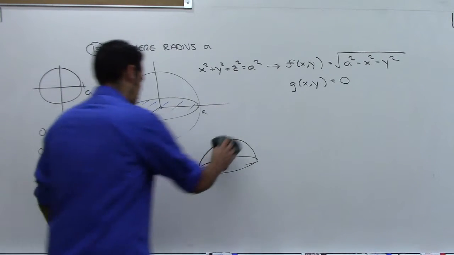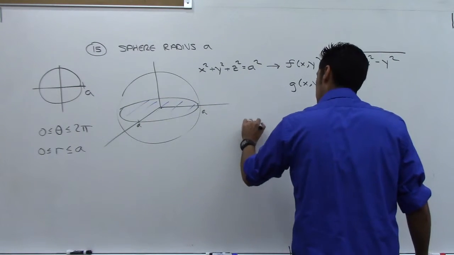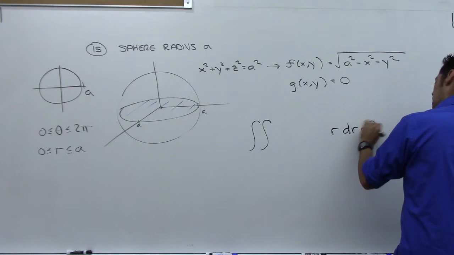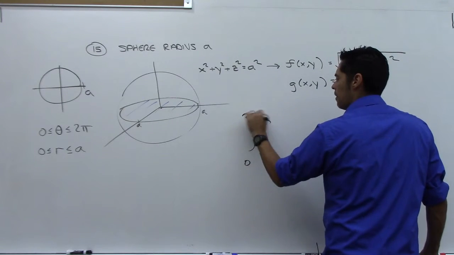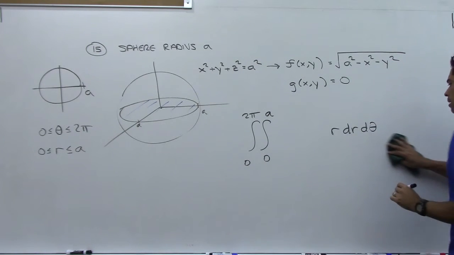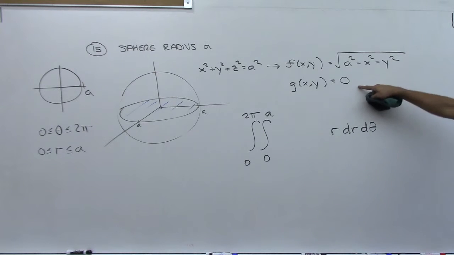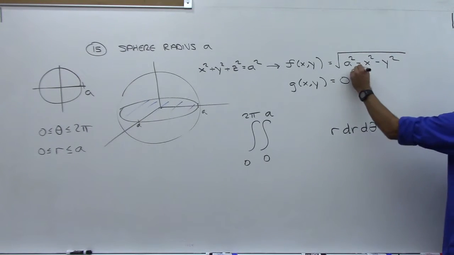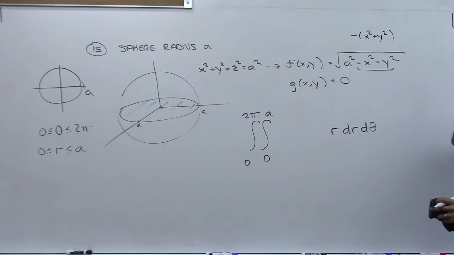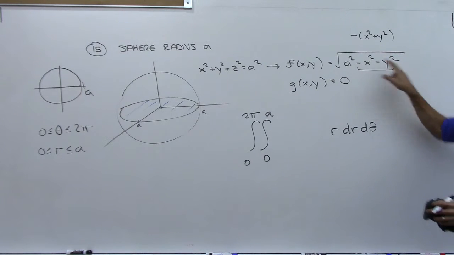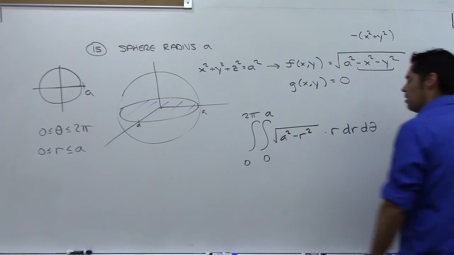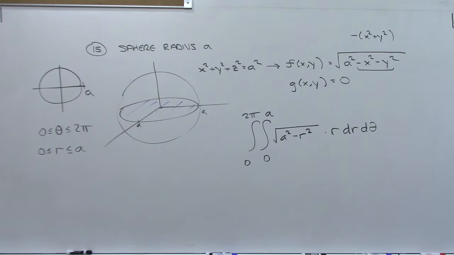Okay, double integral time. Doing the double integral, I'm in polar coordinates, so r dr d theta. Theta goes from 0 to 2 pi. Radius goes from 0 to A. And then I'm doing this function minus this function, which is just this. I recognize that I can pull out a negative, and that would give me minus r squared. So this is a squared minus r squared under a root times r dr d theta. That should be a pretty straightforward integration.